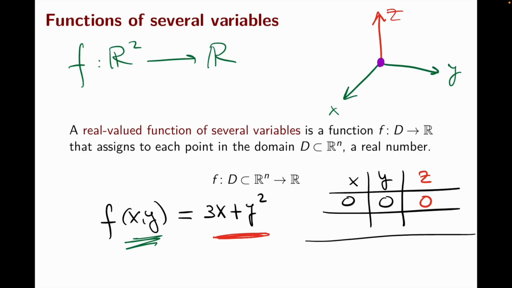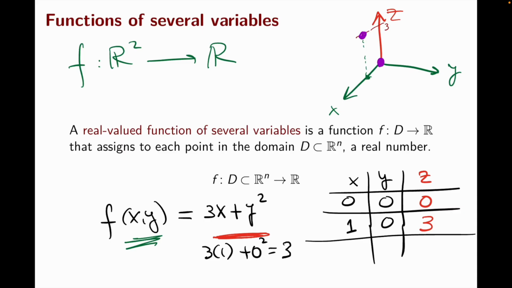If we give other values, for instance, let's give the value 1 for x and 0 for y. What will be the value of z? Well, we do the operations here. 3 times 1 plus 0 squared. So the result will be 3. So then the value of z here will be 3. So our next point has x equal to 1 and y equal to 0, this is the point of the domain, and we then go in the z-axis until the value 3. So this is the next point of the function.